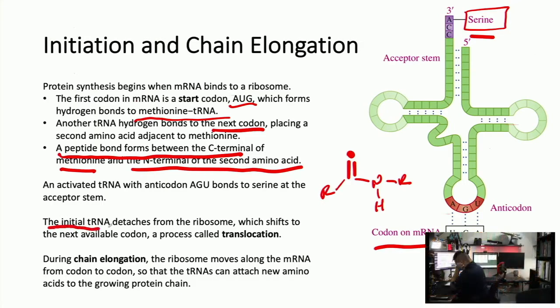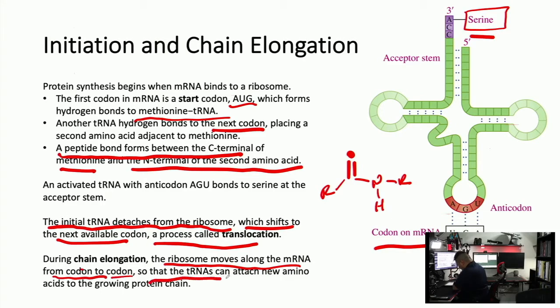The initial tRNA detaches from the ribosome, which shifts to the next available codon, and that process is called translocation. During chain elongation, ribosomes move along the mRNA from codon to codon, so that the tRNAs can attach new amino acids to the growing protein chain, or the polypeptide chain. Just basically what I said, but in words for you there. Help you out a little bit.